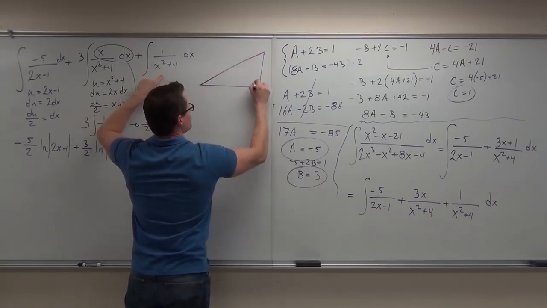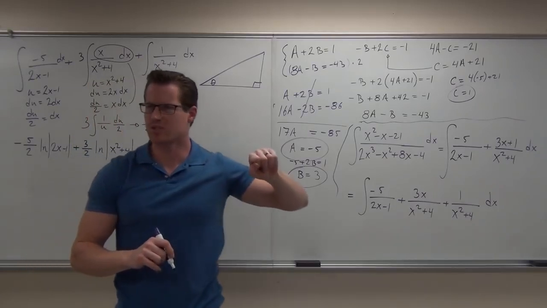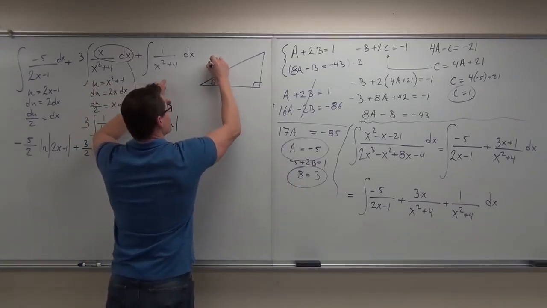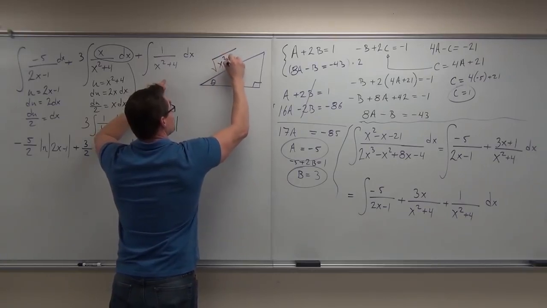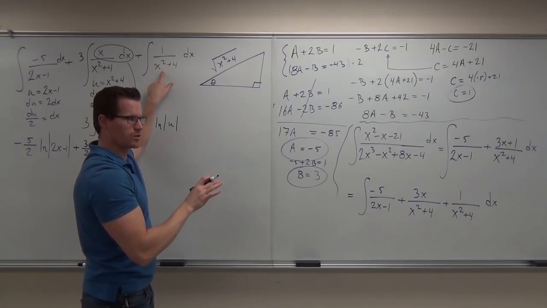This almost looks like a trig sub. Do you see it? Yeah. What's missing? Square root. Ignore the missing square root. If you were to write it as a square root, that would be the hypotenuse. Missing the square root. Do you get that?